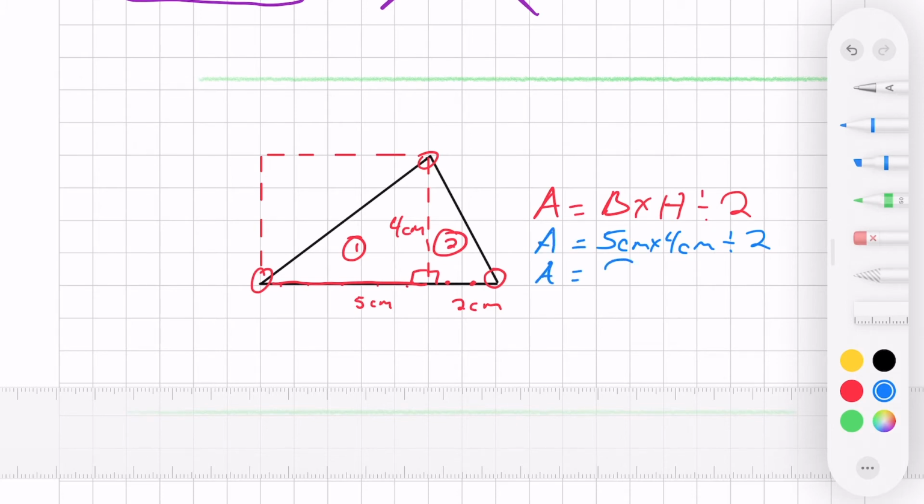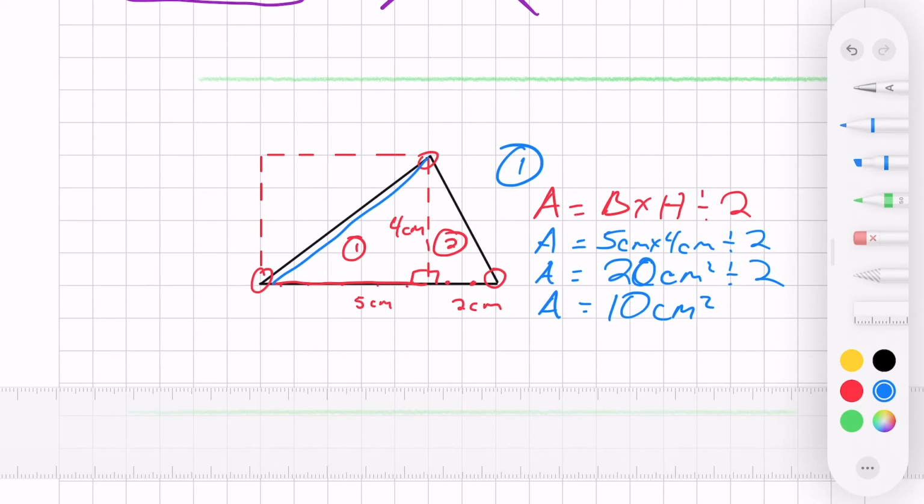So this is 20 centimeters squared divided by 2, which is going to be 10 centimeters squared because it's half of that rectangle. Okay, so that is for part 1, right? We are going to need to make sure we remember that, so we add them back together.